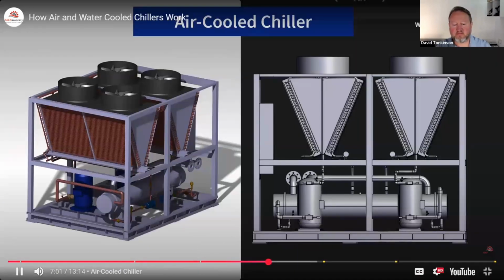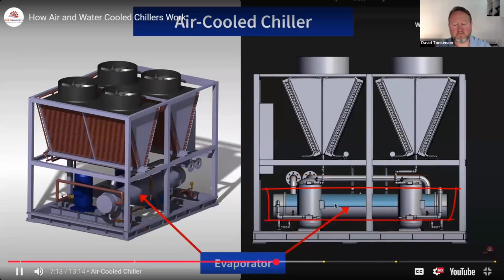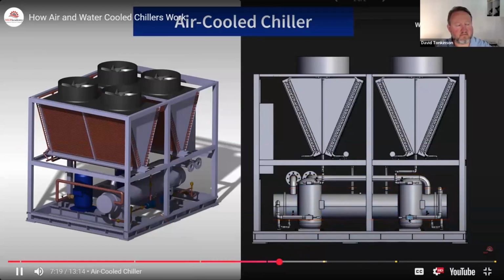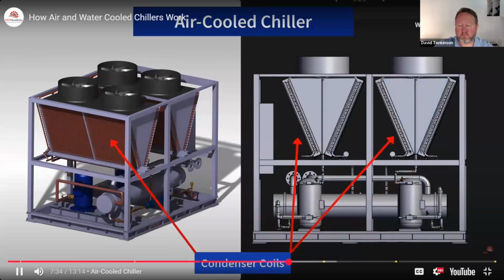Okay, now if we look at an air-cooled chiller, we can identify the same components. You can see your compressor, there's two of them, it's got two circuits, one here and one here. And then your evaporator, you can see the barrel in the back there, that's the evaporator. And here's the suction line coming off the compressor, so it's sucking from the evaporator into the compressor, through the hot gas discharge, into the air-cooled condenser. Now here's the coils for the condenser, and here's the fans on the top.